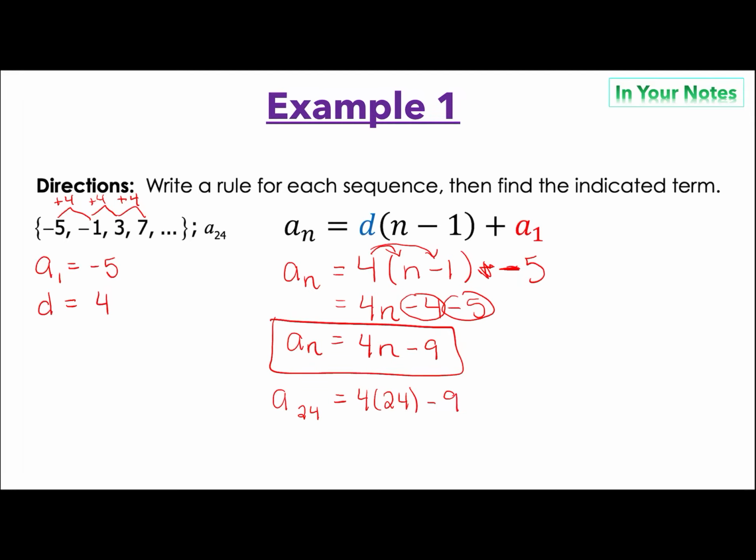And now, you still have a minus 9, so you're going to put that in the calculator. 4 times 24 minus 9. You put that in the calculator and you get 87. So there is what a sub 24 is. We didn't have to add 4 twenty-four times to get to the answer. All we had to do was find this equation, and it gives us what a sub 24 is, 87. And that is the process for every example we're going to do. The process stays the same.